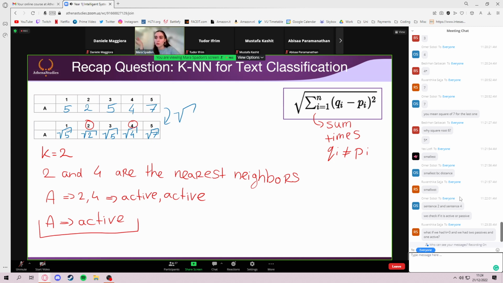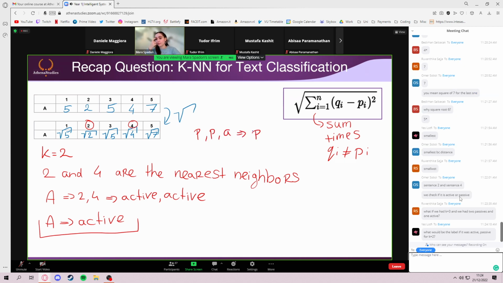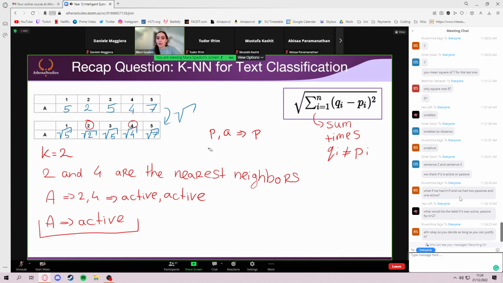Or if you say, okay, I have 2 passives and 1 active, then because I have more passives than active, then I choose passive. So in our case, if you had passive, passive, active, then it would be most logical to choose passive. What would be the label if we had active and passive for K is equal to 2? Then you would just have to justify it. Then I would see, okay, which one of the 2 is the nearest neighbor, I guess.